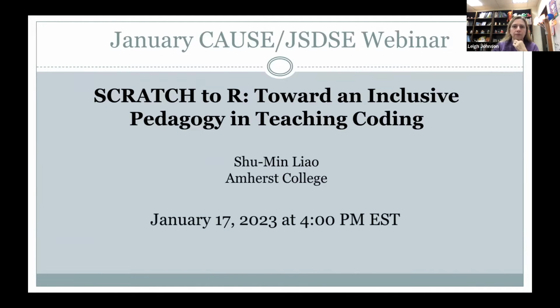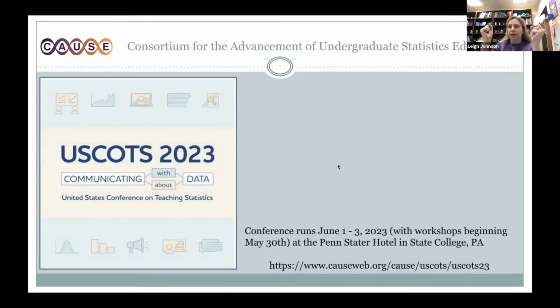The other thing I wanted to announce or just remind everyone is that Uskots is finally back in person. I know a lot of people are very excited about that. The conference runs June 1st through 3rd next year. Workshops will begin May 30th. And as it has been before, it's at the Penn State Hotel in State College. There's the website where you can go out and check out what's been posted so far. The keynotes have been announced, so you can see who the keynote speakers are.